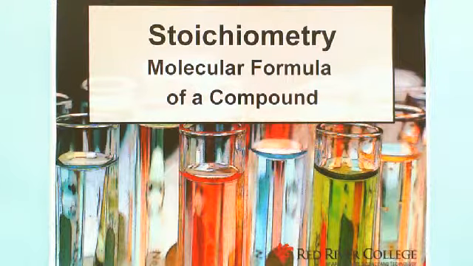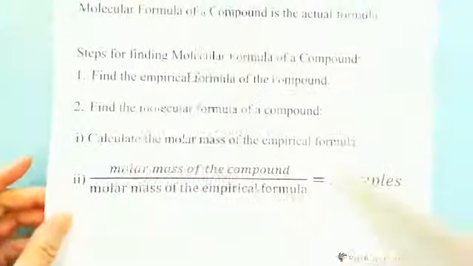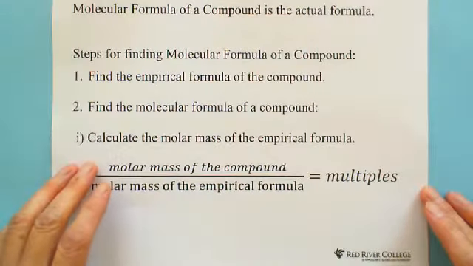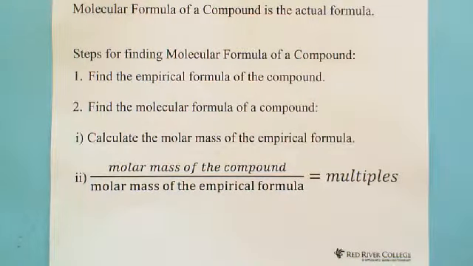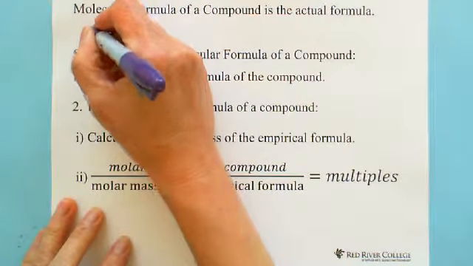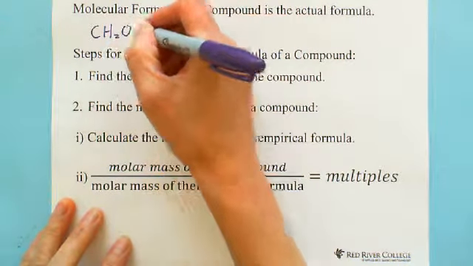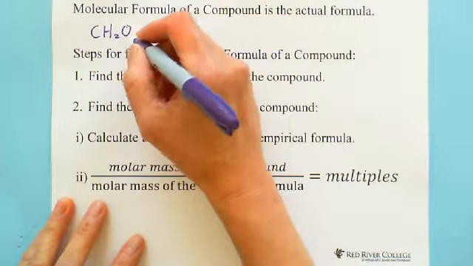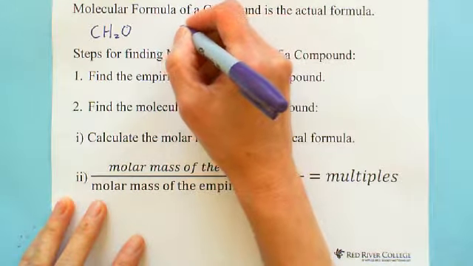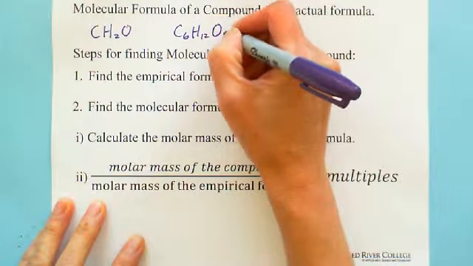This session is for molecular formula of a compound. Molecular formula of a compound actually is the actual formula. So, for example, the empirical formula of glucose is CH2O. The molecular formula, or the actual formula, of glucose is C6H12O6.